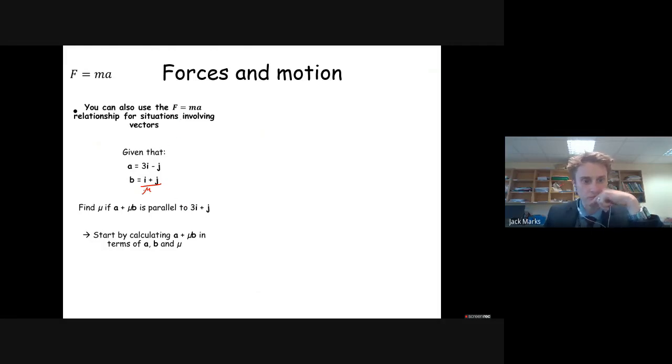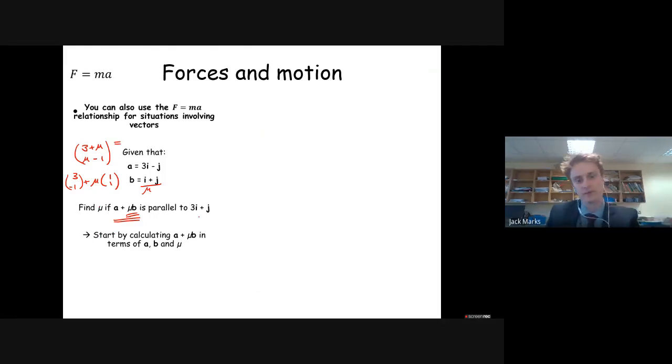So, well, let's do this part first. So if I rewrite B as a 1, 1, and I multiply it by mu, it's easier to see what's going to happen. It's going to turn into mu, mu. If I add A to it, well, that will be 3, and that will be minus 1. So if you add this together, you're going to get 3 plus mu, and, well, we can write it the other way around if you want, mu minus 1. So that is this whole thing here together.